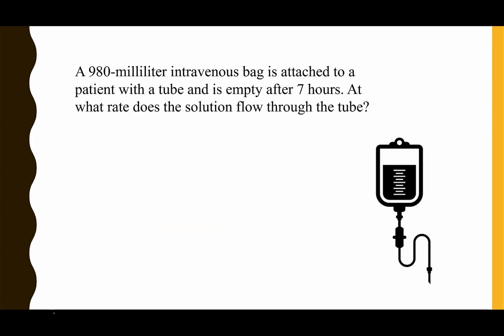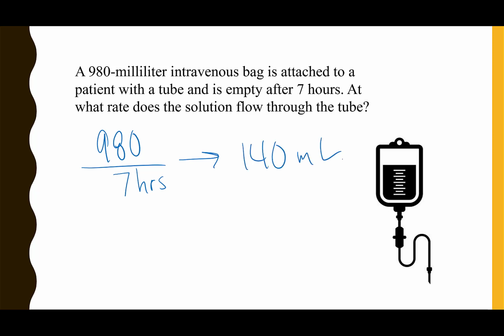Okay, next word problem. A 980 milliliter intravenous bag is attached to a patient with a tube and is empty after 7 hours. At what rate does the solution flow through the tube? So we have a total of 980. I want you to divide it by the 7 hours. And that will give us the unit rate. How many milliliters empties out every 1 hour? 980 divided by 7 is 140 milliliters per hour, and that's your final answer.